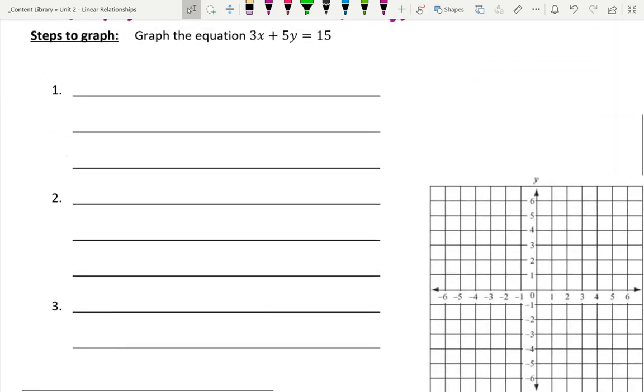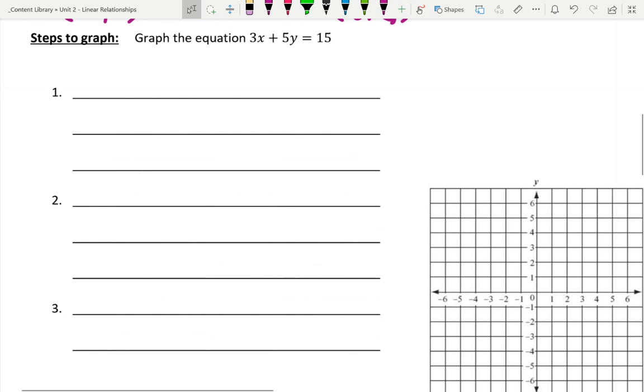All right, welcome back. So let's talk about steps to graphing from standard form. So with both of our other forms, point-slope and slope-intercept form, we had 2 steps. Turns out we only have 2 steps here as well. So our first step is to find and plot the x-intercept.